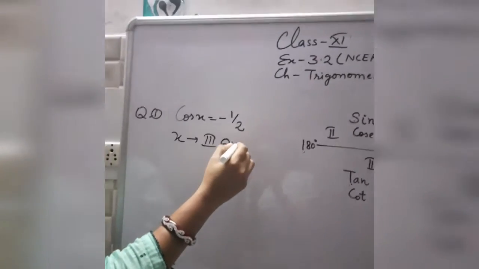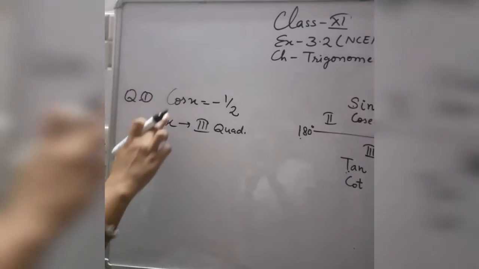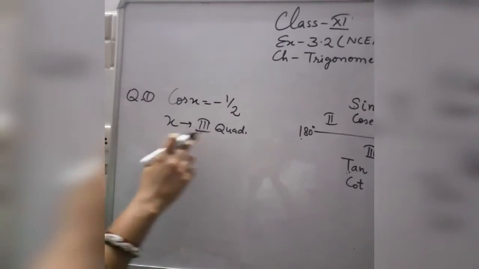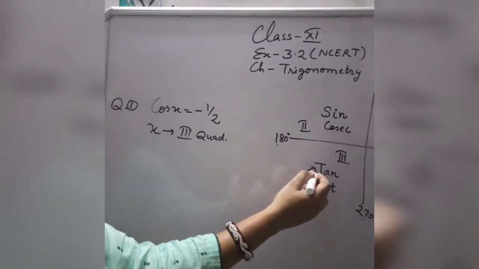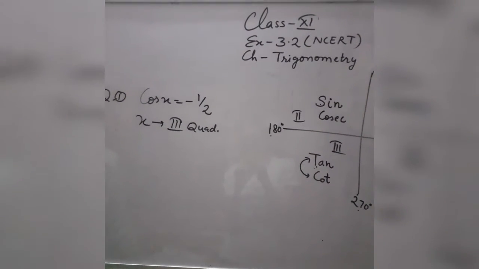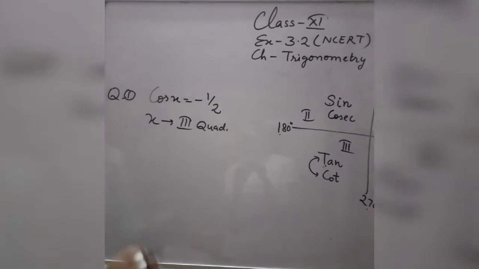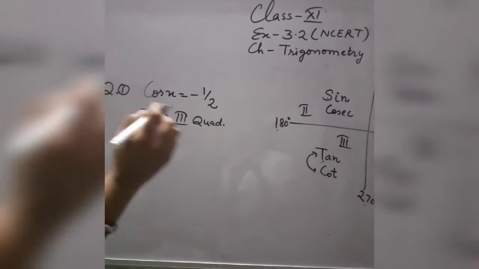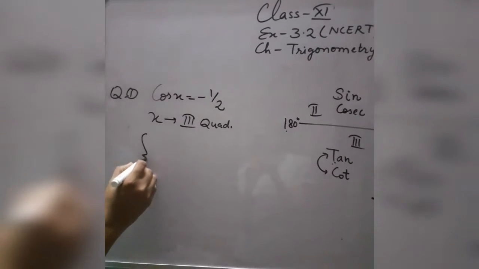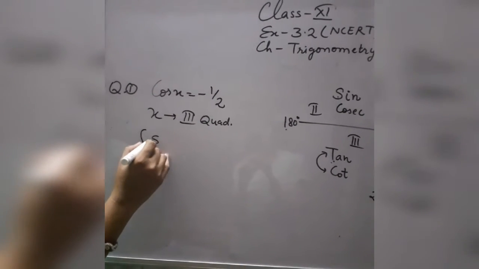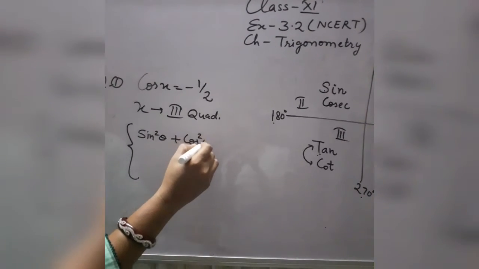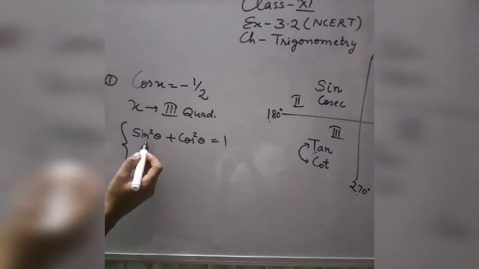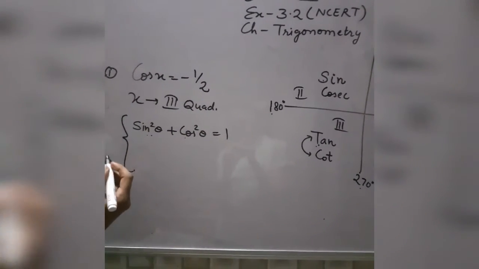x lies in the third quadrant. If x lies in the third quadrant, it means tangent and cot, these two are positive, and the remaining four will be negative. So we will find the remaining four trigonometric ratios. Before this, you have done three trigonometric identities in 10th class. The first is sine square theta plus cos square theta is equal to 1. Two trigonometric ratios are used in this identity.